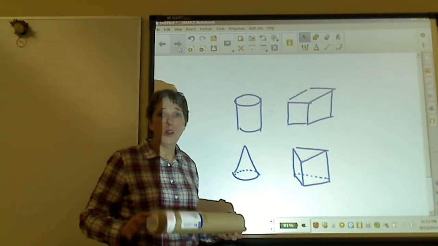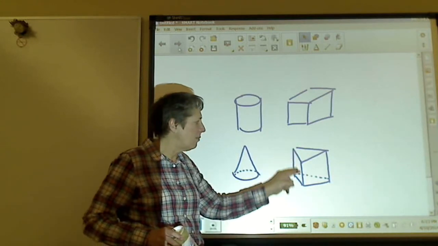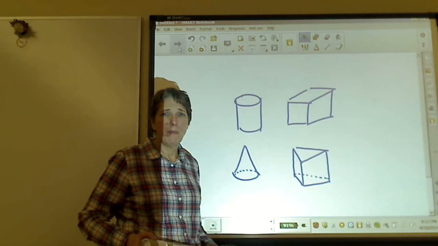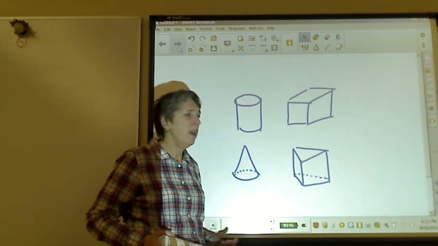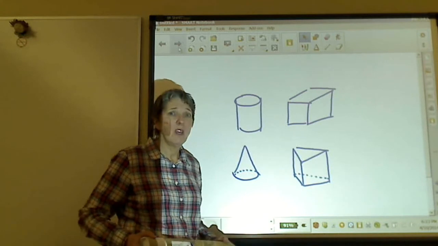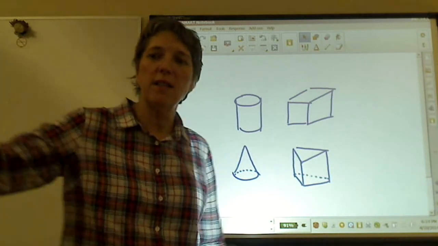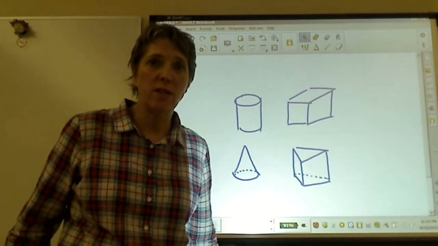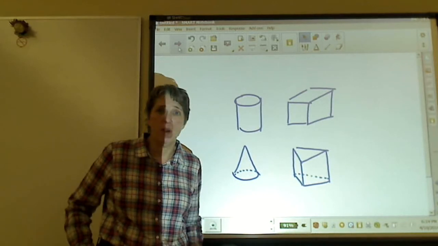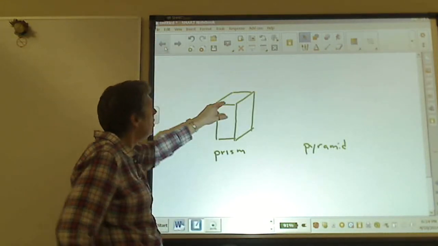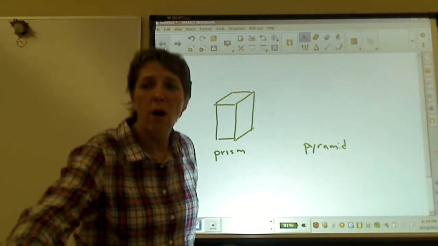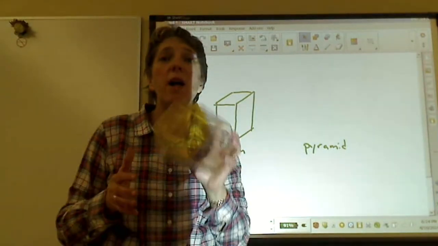And this is a triangular prism because it has a triangle on the top and a triangle on the bottom. It has faces, edges, and vertices. So you learned today just the basics of polyhedrons, how to identify them and how to name them. Remember, to name them, you go to the base of the polyhedron.